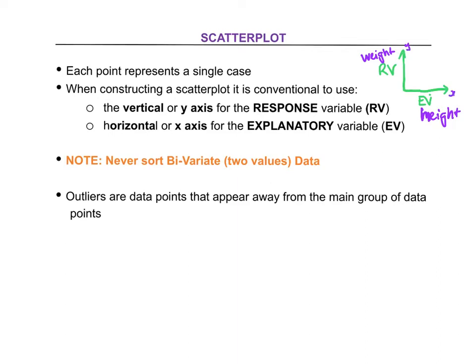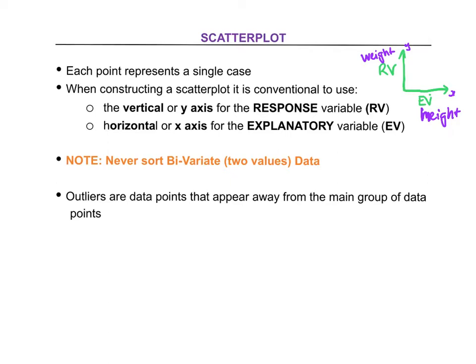When you get your two lists of data, you're never going to sort it, because they go together, they're a pair. So if that weight was sitting on one list, then the height next to it is the height for that person. If you sort it, you'll jumble it up, and that's not what we've got to do. So we always leave the lists as they are.